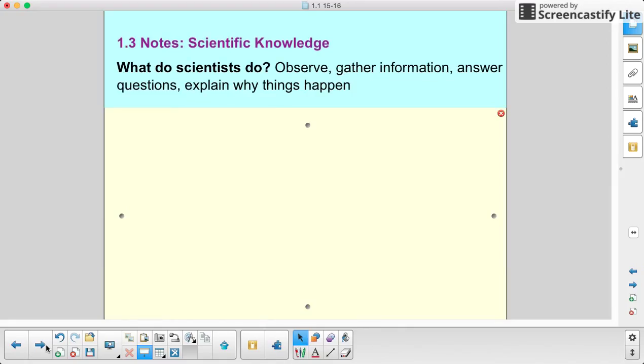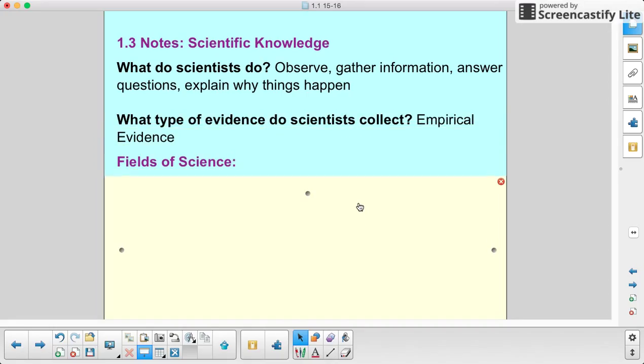Then in class we watched a video called What is Science? You can view that video on Edpuzzle, and it's also linked on Schoology. The first question in the note says, what do scientists do? We came up with a long list in class, and I asked students to record at least 2 of the things that we named in class. Some of the things scientists do include observing, gathering information, answering questions, and explaining why things happen.